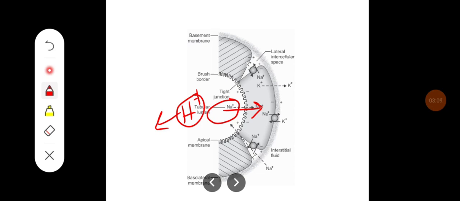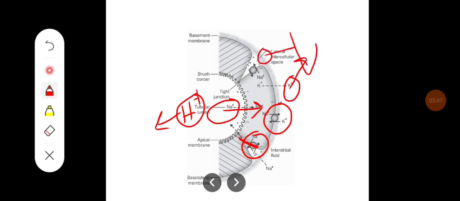Then when sodium enters inside the cell, it reaches the interstitium or lateral spaces mainly by the sodium-potassium active pumps. Most of it occurs by the sodium-potassium pumps present in the paracellular area, and some of it occurs from the basal part of the cell. Then from the interstitium and the lateral intercellular space, by passive diffusion it is going to enter into the capillaries.